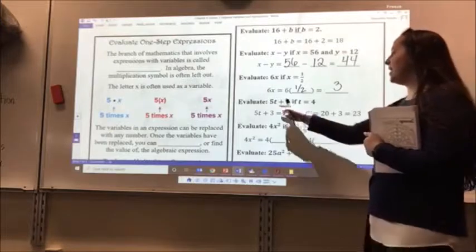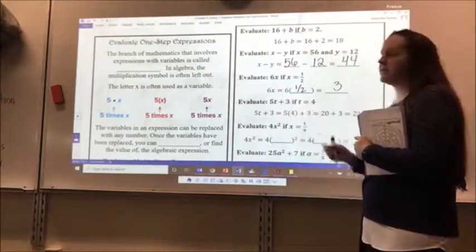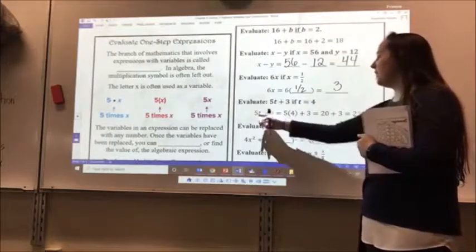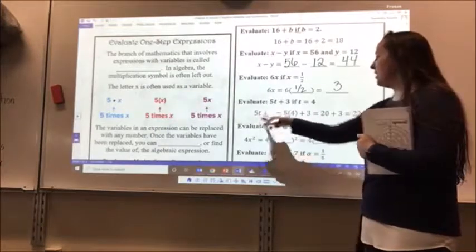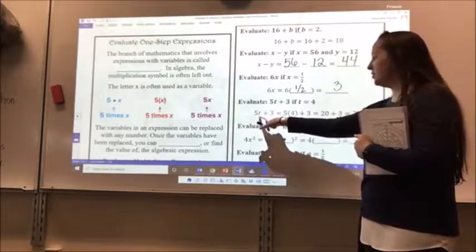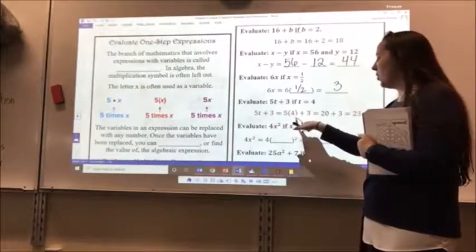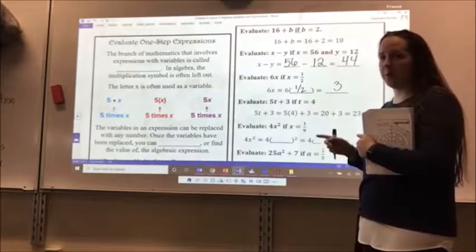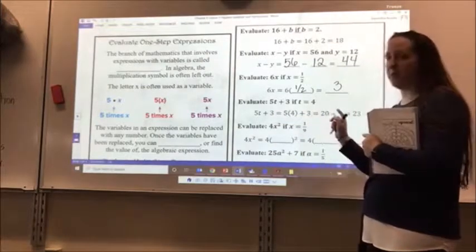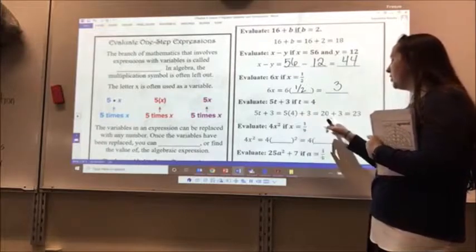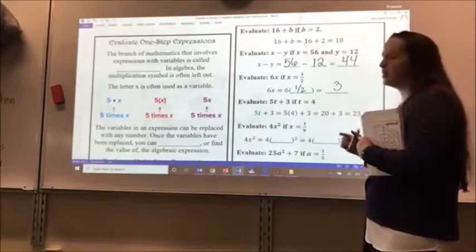Then I have evaluate 5t plus 3 if t equals 4. So for 5t plus 3, we plug in 4 for t, or substitute it in. 5 times 4. Remember, I have to do order of operations, so multiplication comes before addition. 5 times 4 gives me 20, plus 3 gives me 23.